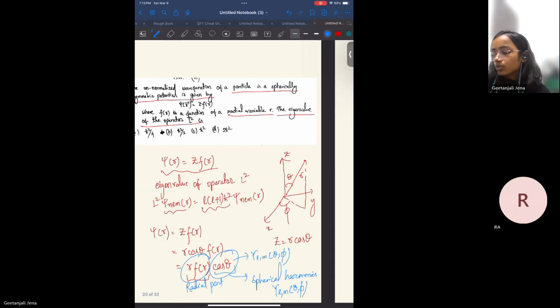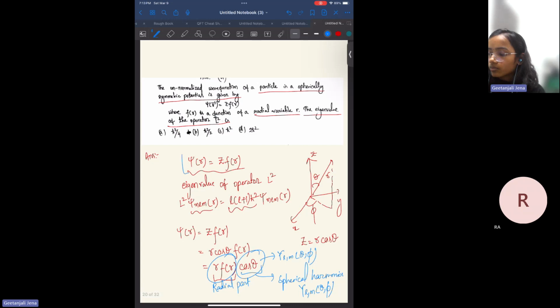Right? So for this kind of problem, you just have to convert the Cartesian to polar coordinate, and you have to compare this spherical harmonics with the standard form to get the value of L and M. So in this way, you can solve this problem, and the answer for this problem is 2 h cut square, which is D.